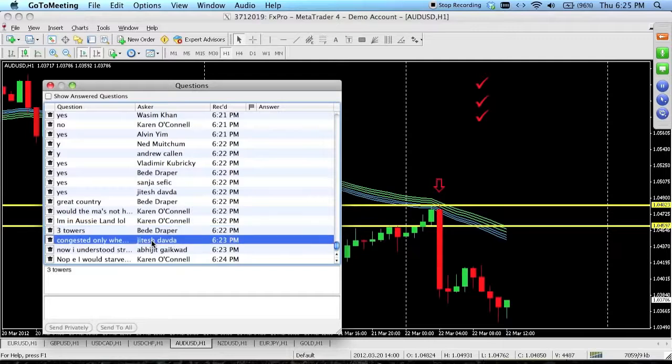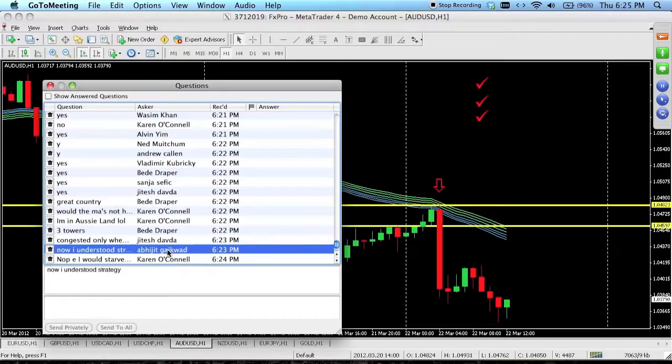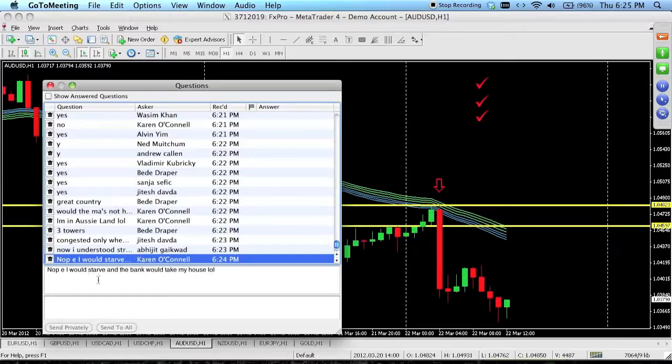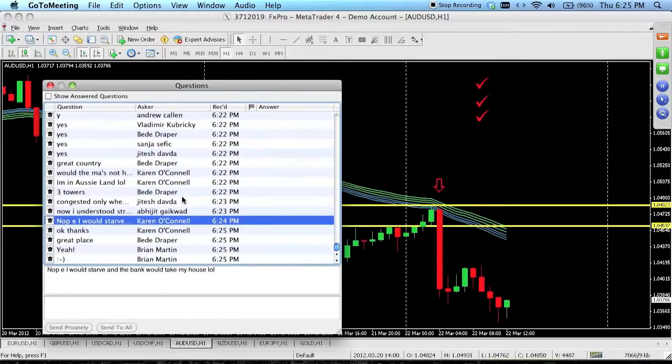Okay, B, the three towers are congested only when you zoom out. Okay, we'll take a look at that. And Abhijit, now I understand the strategy. Okay, very good. Karen, nope, I would starve and the bank would only take my house. Yeah, so $24 is not worth it.